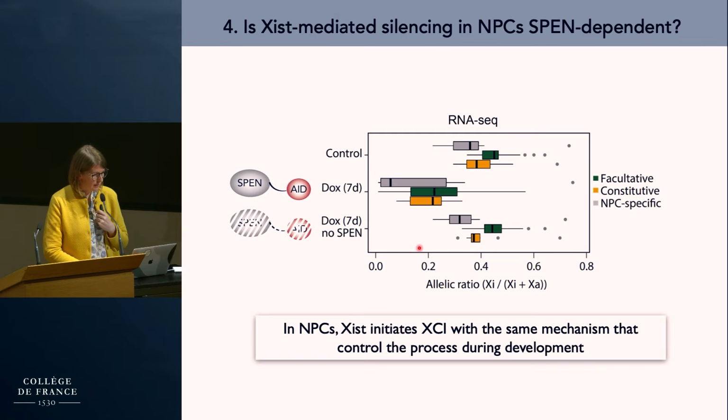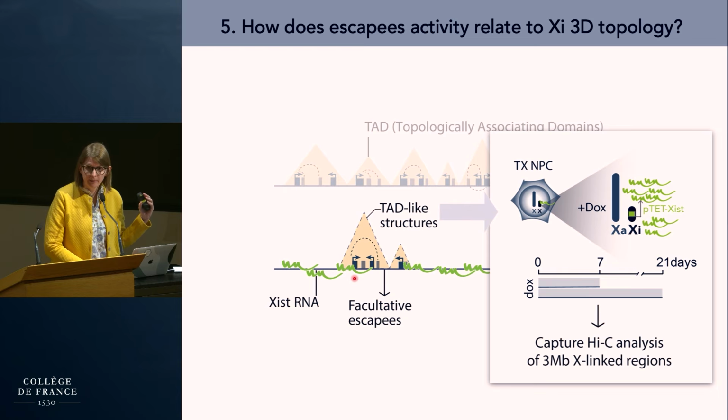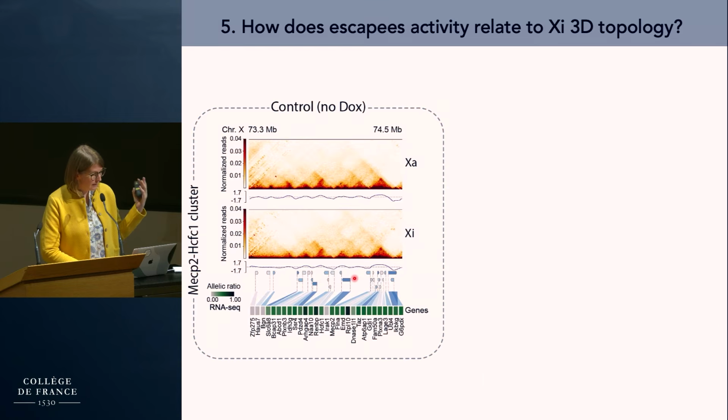So now I went terribly over time, so I don't have time to tell you more. So I will just close on this and maybe show the structural data. Basically, what we wanted to check, because this is a question that is very close to our hearts in the Heard lab, was how the 3D topology of the inactive X would react to changes in the expression level of escapees. This is because previous work in the lab has shown that the inactive X chromosome is mostly depleted of topologically associating domains, with the exception of facultative escapees. So now what we did was to zoom into these regions of facultative escapees and see what happens if we induce Xist upregulation.